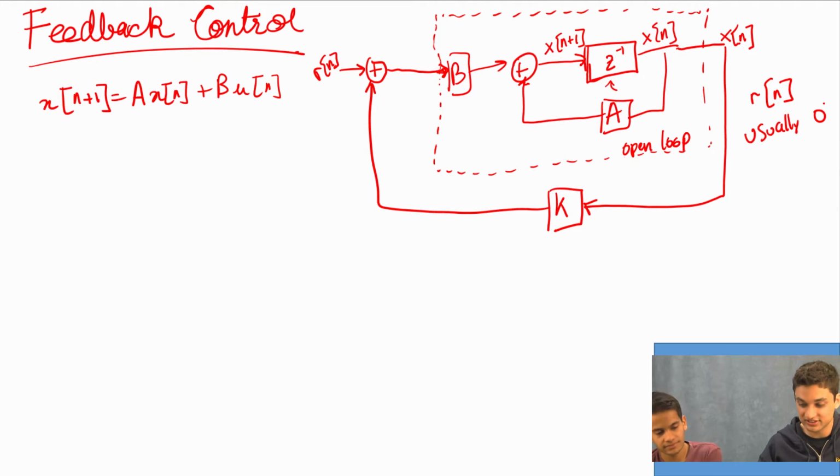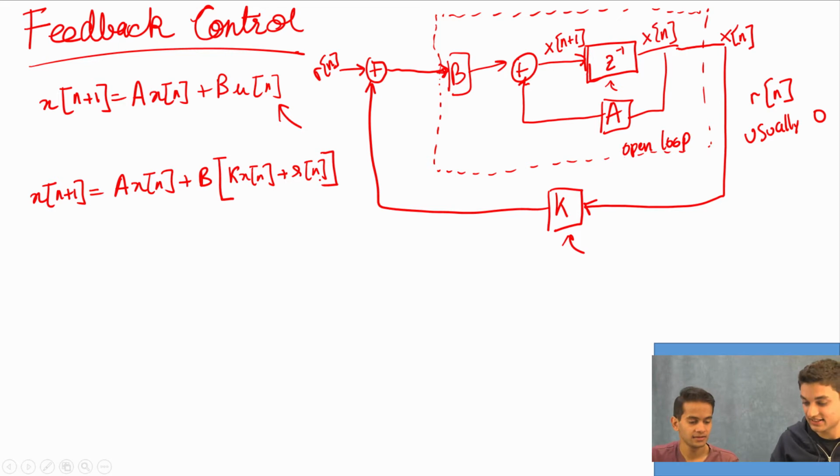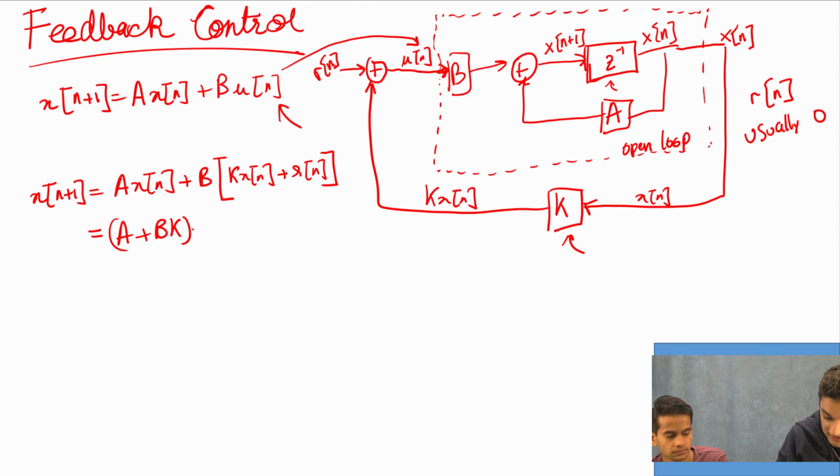So if you were to use this new system model with this K matrix, this system would become x of n plus 1 equals A x of n plus B times K x of n, plus r of n, that's just feeding that back. Exactly. So this was the u of n from the previous input, and now we've replaced the u of n with K x of n, and we're passing it back and adding r of n into it. So expanding this out, this becomes A plus BK times x of n plus B r of n.